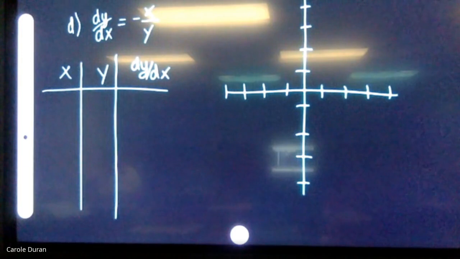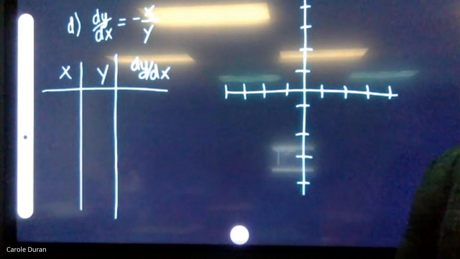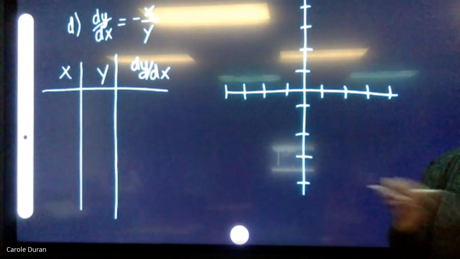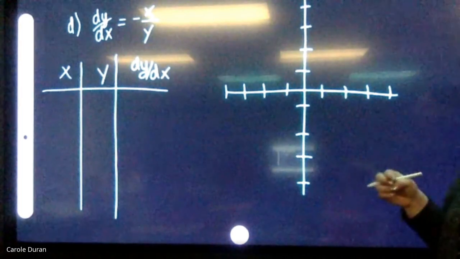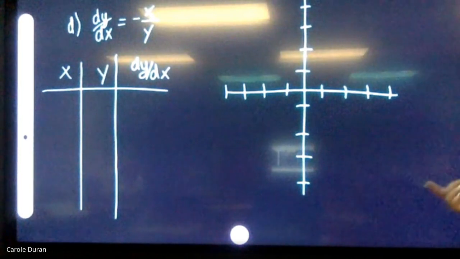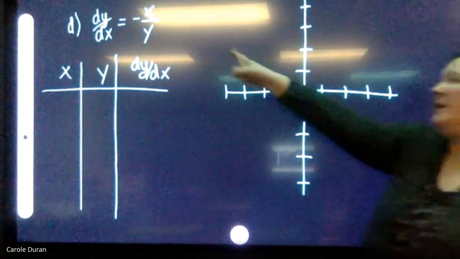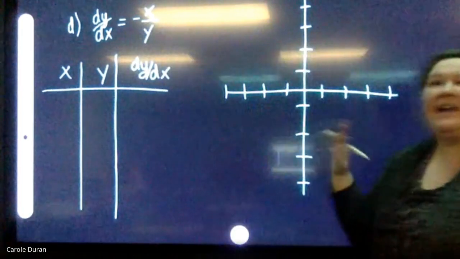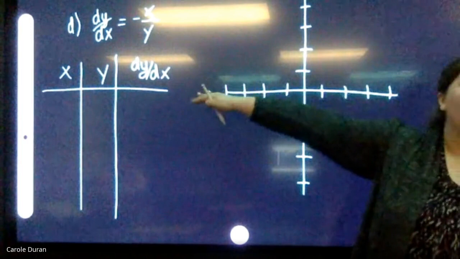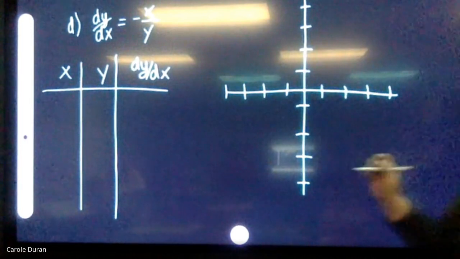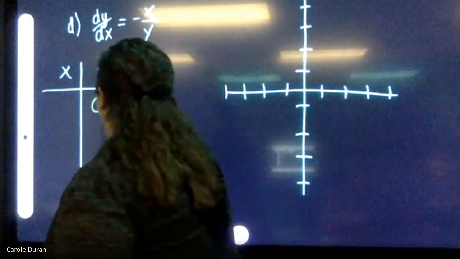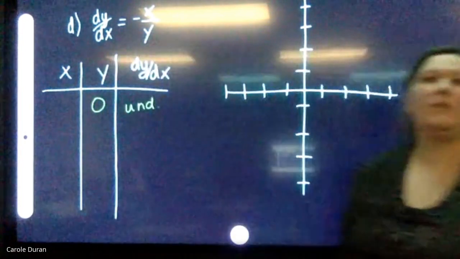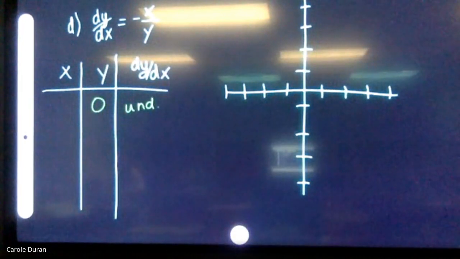So anytime I'm given a fraction like this, the first thing I should identify is all the places where my slope will be undefined, because I'm going to leave those blank. So how do I figure out where my slope is undefined for this function? Anywhere my denominator equals 0. My denominator here is y, which means any place where y equals 0, which is going to be our x-axis, our slope is undefined, and we're going to leave that blank. So when y is 0, my slope is undefined. So those get left completely blank because we have no information there.